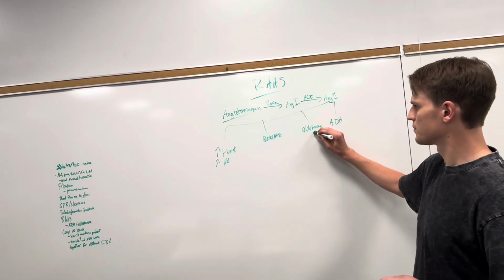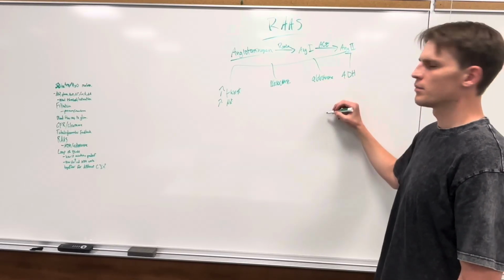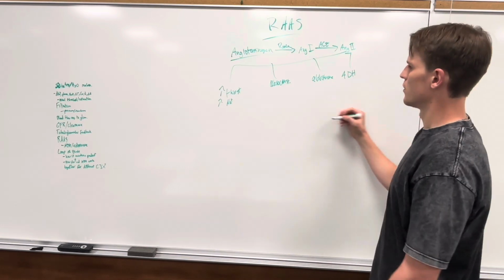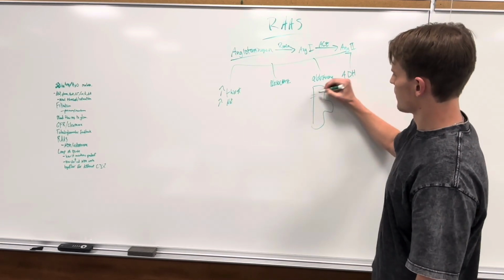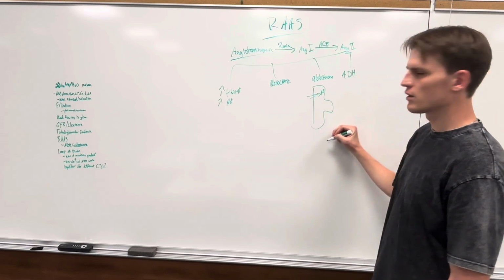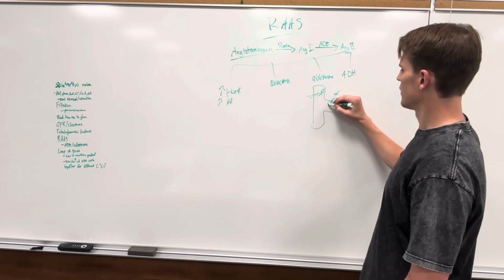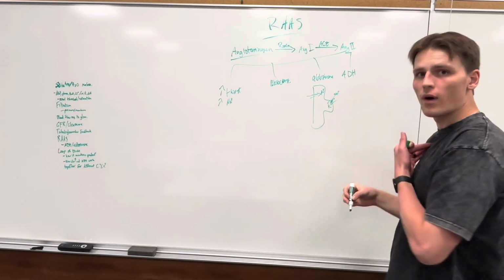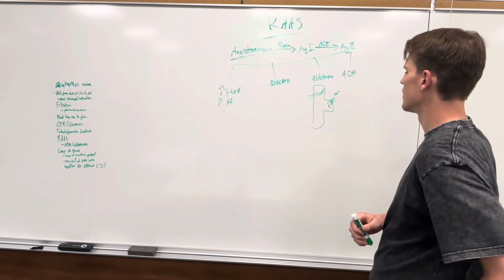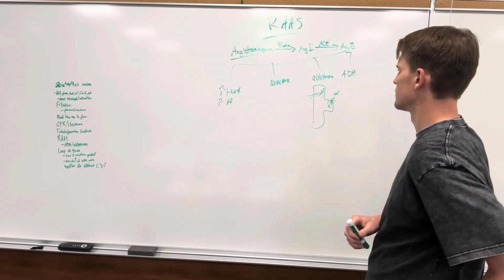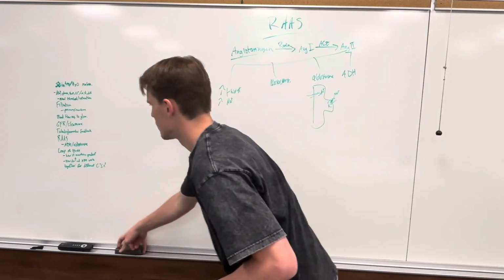What aldosterone will do, it will make more sodium be brought into the blood through more sodium leak channels in the collecting duct, which will help the sodium potassium pump bring more sodium there, bringing more water, and water always follows sodium, so water will follow. So that is the RAS system.